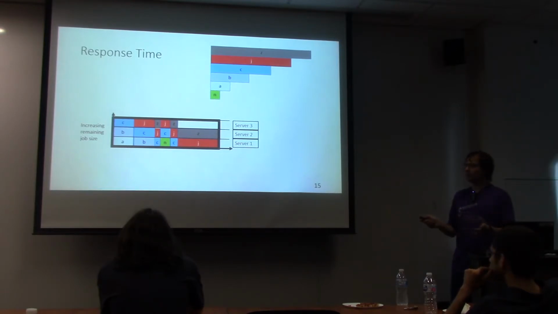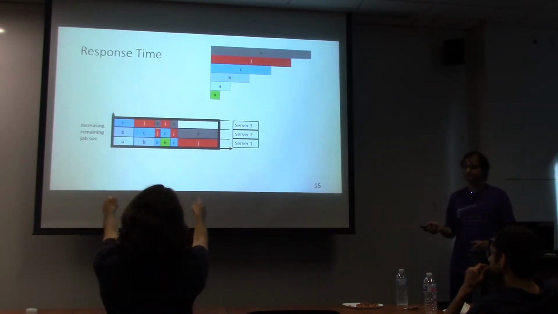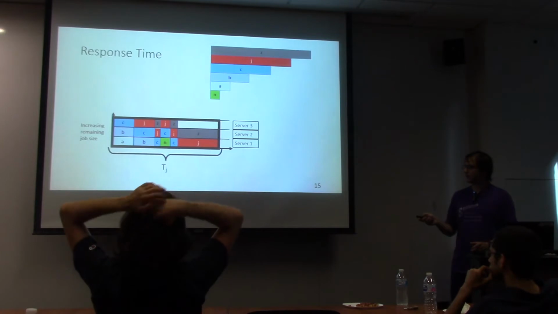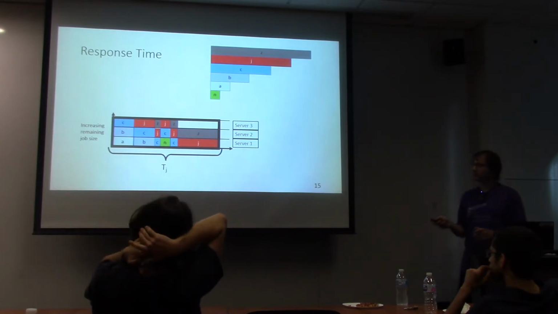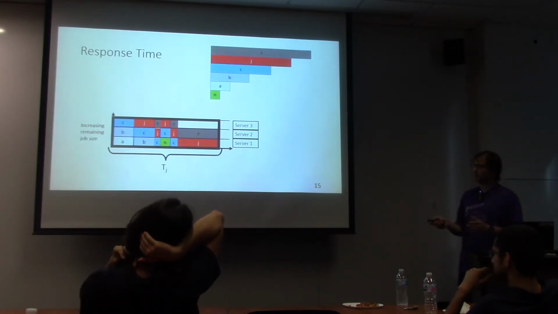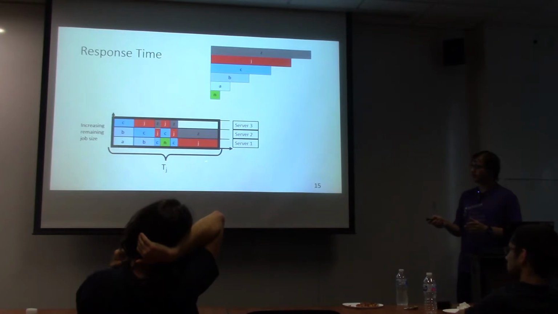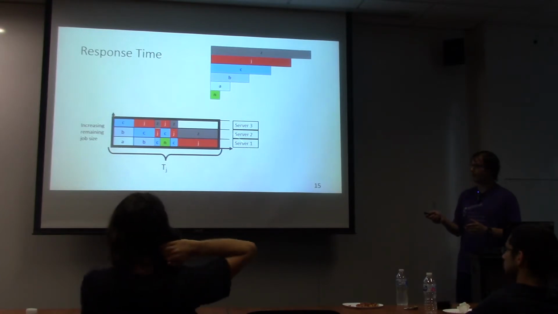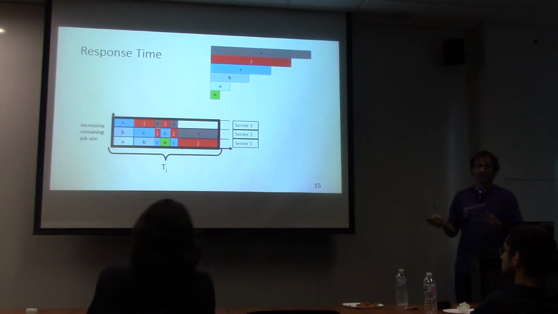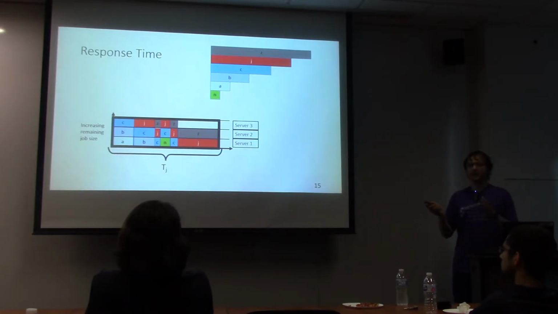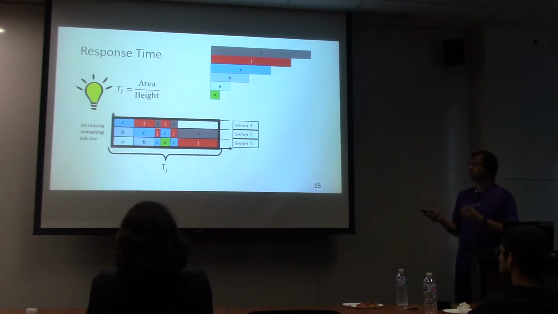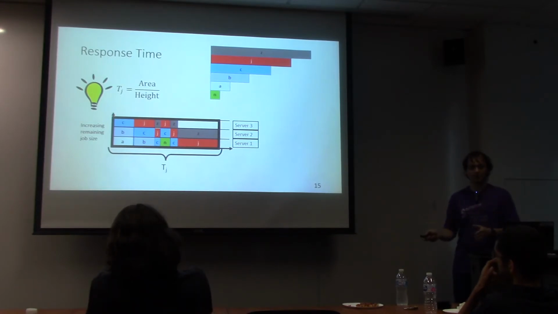So where in this picture does the response time of the job J show up? Anybody tell me? Yeah, it's the length of this rectangle. The length of the rectangle is just the area of the rectangle, the amount of work done while J is in the system, divided by the height of the rectangle, which is the rate at which work is being done. So we can bound T of J if we can bound those 2 quantities.